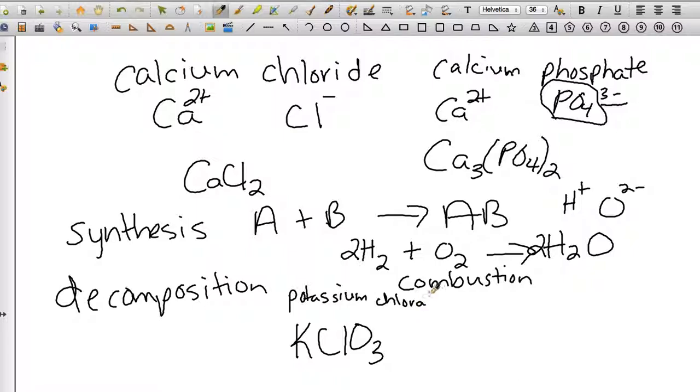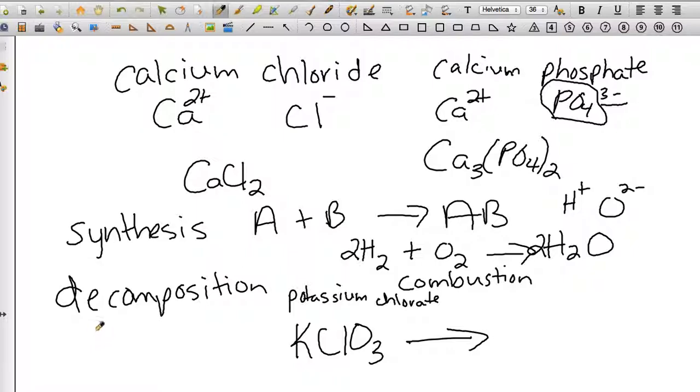Potassium chlorate, KClO3. All right, and that's all you're given, KClO3. Well, it's going to break down. That's the only thing it can do. There's no switching, there's no combining, nothing coming together. You have to break it down. So this is a decomposition reaction.